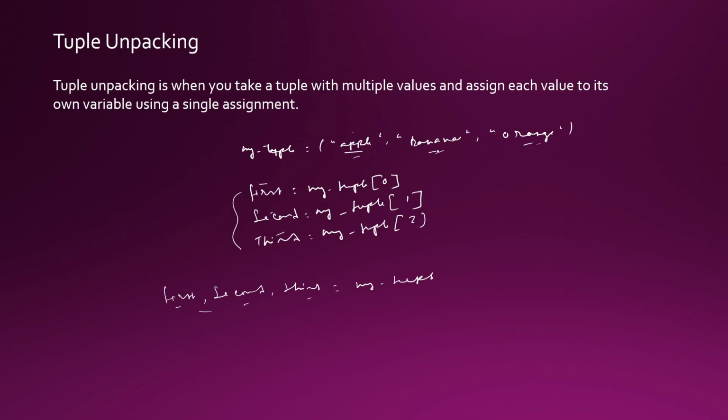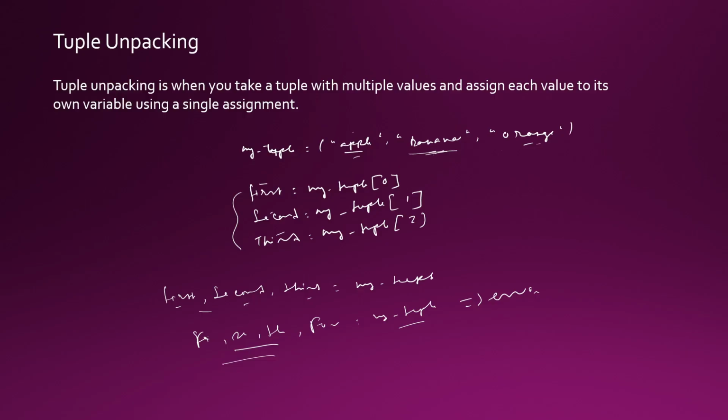For example, if there are 3 values in my tuple, but you write first, second, third, comma, fourth and pass this tuple, then it will show an error, because you passed 4 variables but your tuple has only 3 items. So however many items are in your tuple, that many variables you have to mention in order to do tuple unpacking.